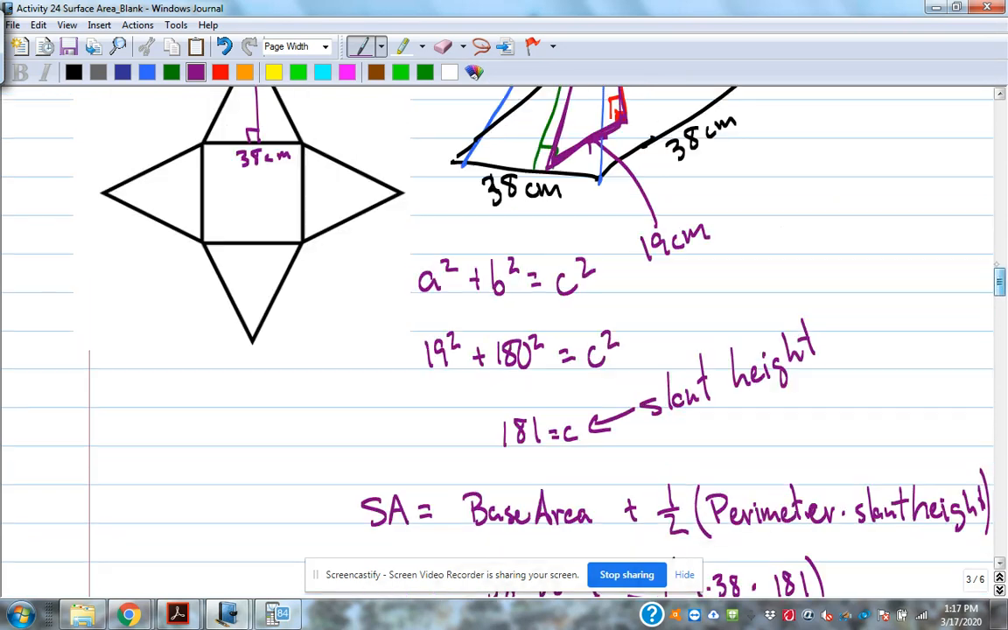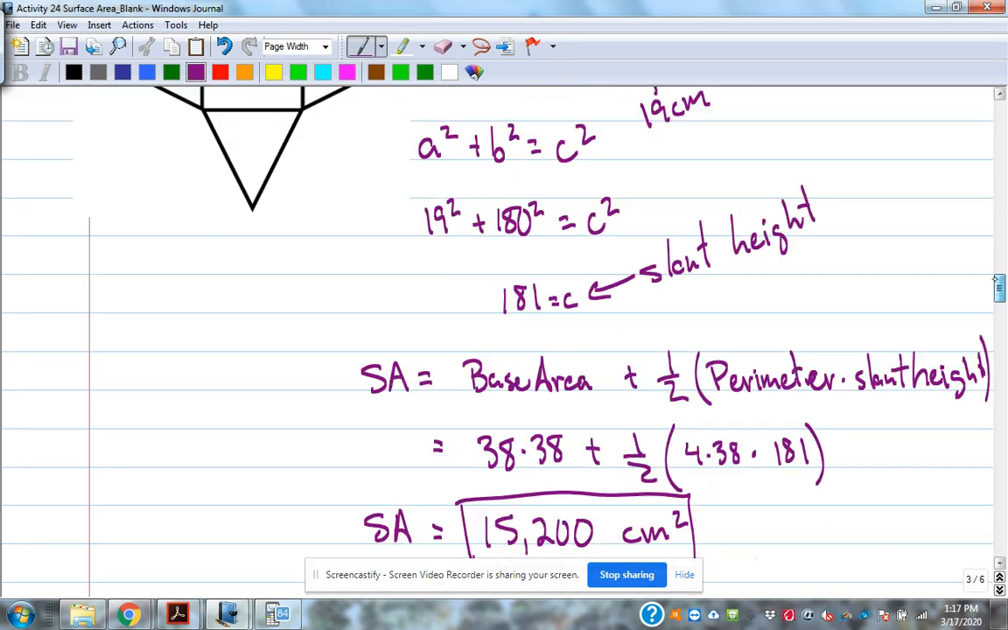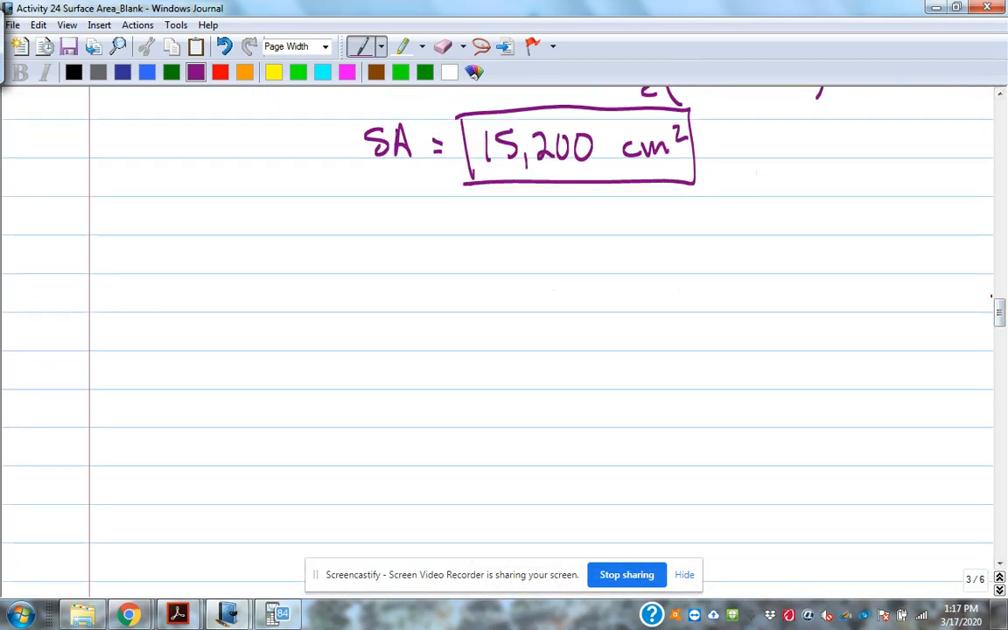You could also find each individual face's area and add those up, but it equals the same thing because the area of each triangle is going to be the same, and the area of the base there is 38 squared, and then this would be 38 times 181 times a half, but there's 4 of them, so it ends up being the same number there.